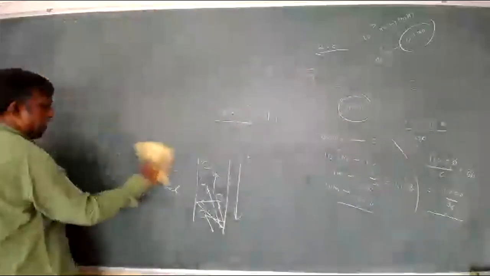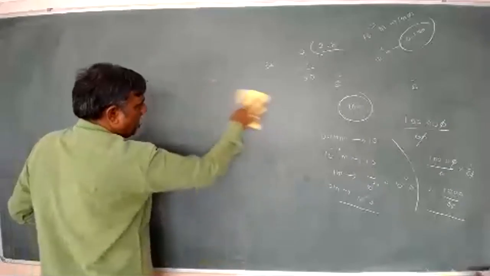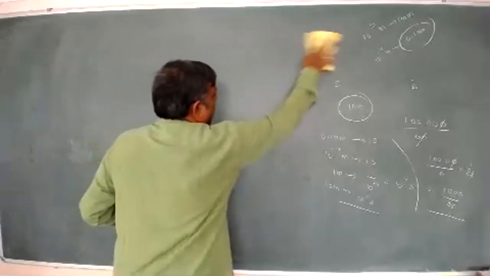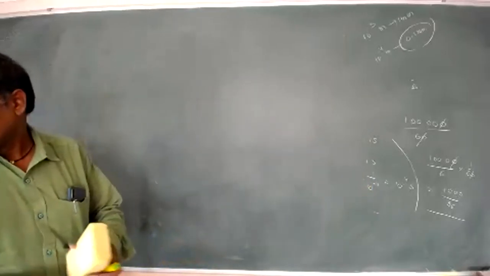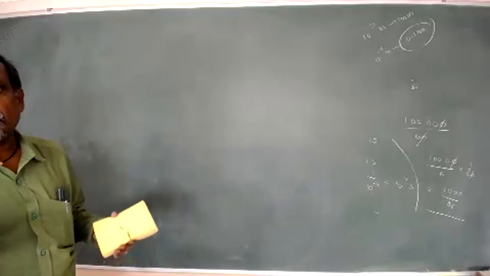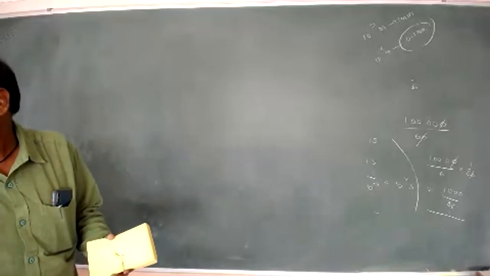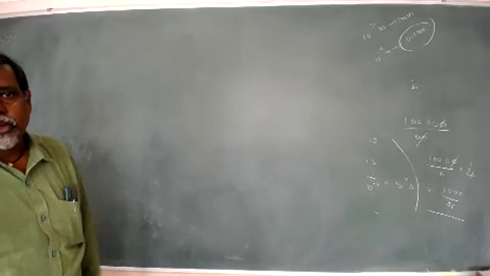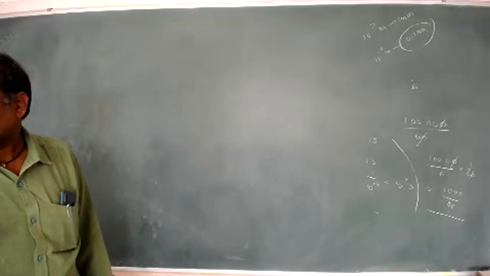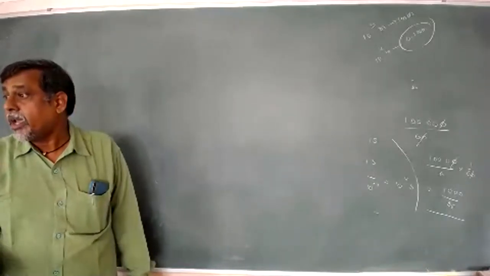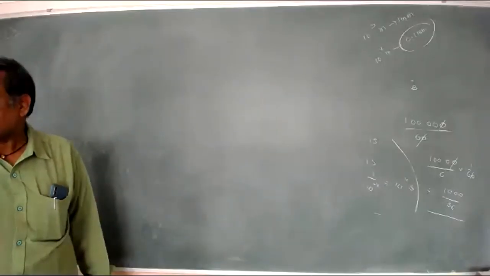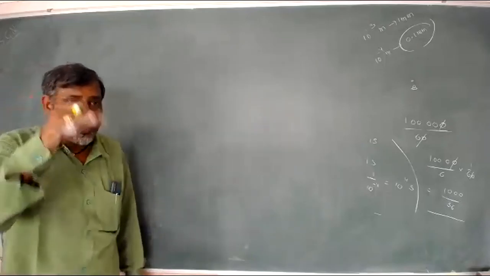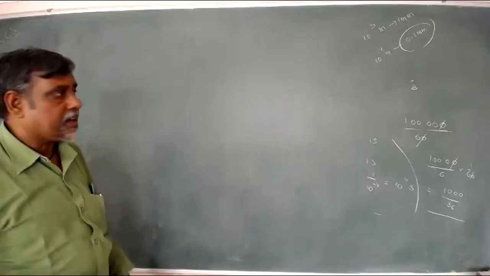Now, what is the definition of electric current? In a conductor, you take any cross section. Through the cross section, how much charge flows per unit time? The amount of charge that flows through any cross section of a conductor per unit time, in the sense of in 1 second of time, that is called electric current.